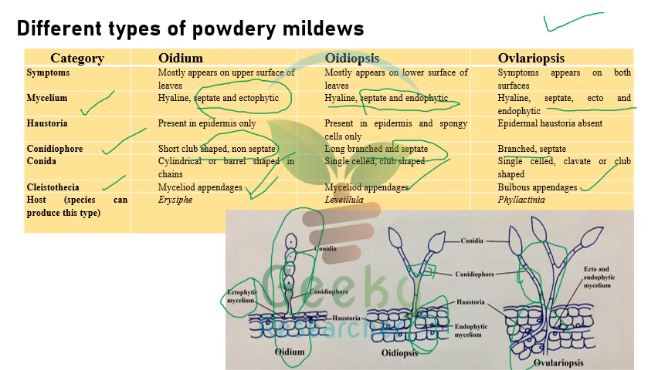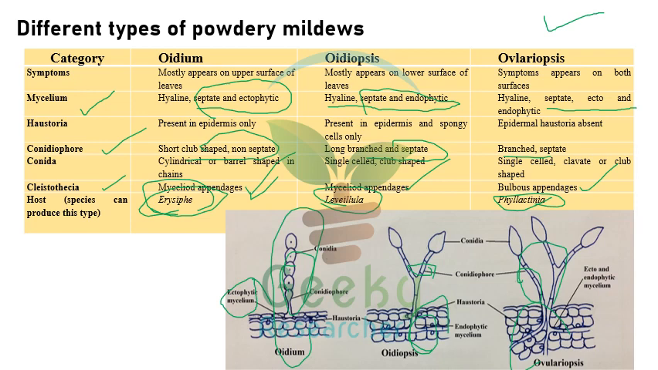The most important thing is the example. The Oidium type is produced by Erysiphe, not Oidiopsis. The Oidium type is produced by Erysiphe. The Oidiopsis type is produced by Leveillula, and Ovulariopsis is produced by Phyllactinia. They can ask examples like Ovulariopsis. Give an example of a host: the Ovulariopsis type of powdery mildew is produced by Phyllactinia.